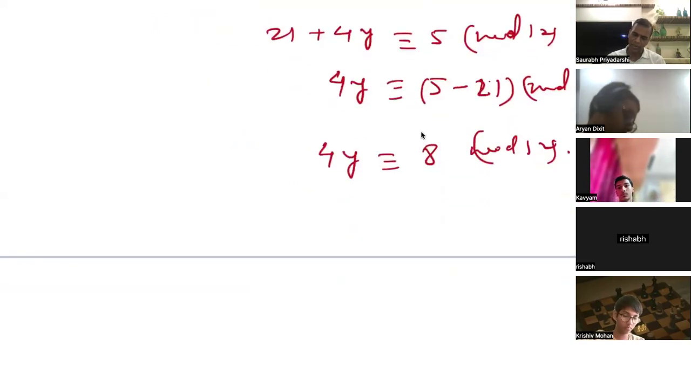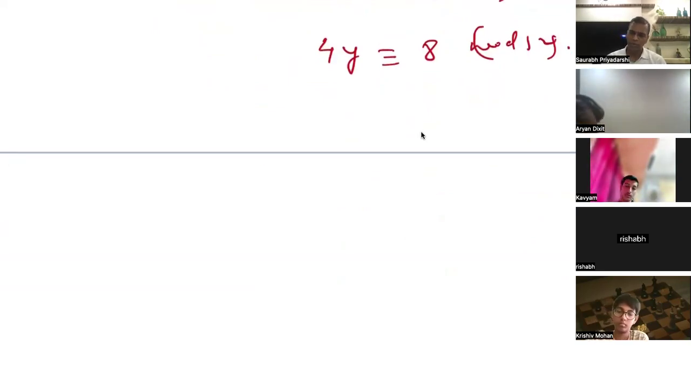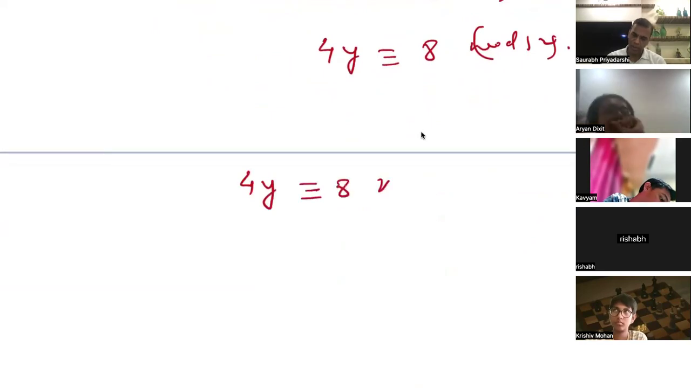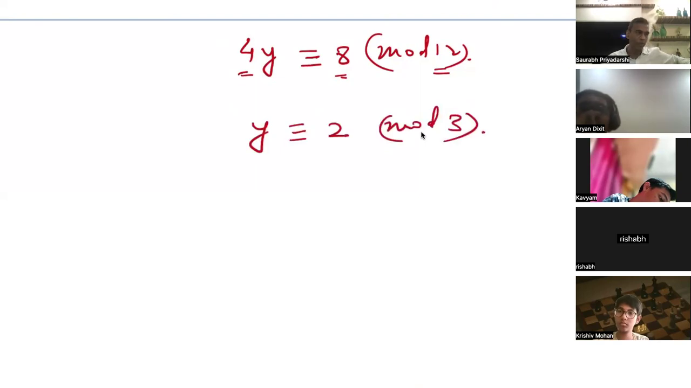4y congruent to 8 mod 12. You remember how to solve this? Does everyone remember? If one of the factors is coming as 4y congruent to 8 mod 12, how to solve this? We can divide the whole by 4, which would be y is equal to 2 mod 3. Now, write down the solution.